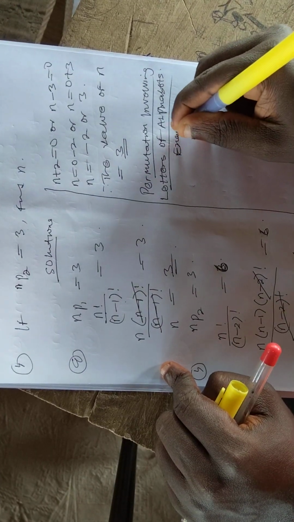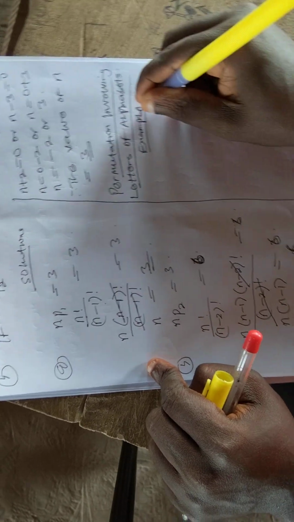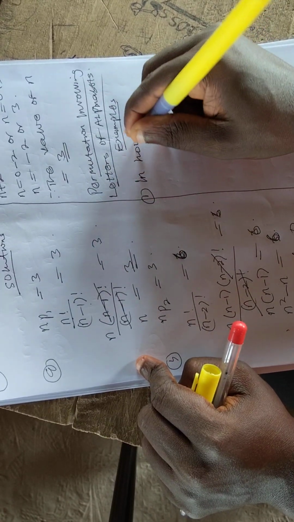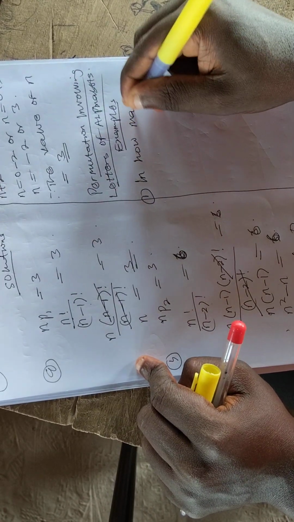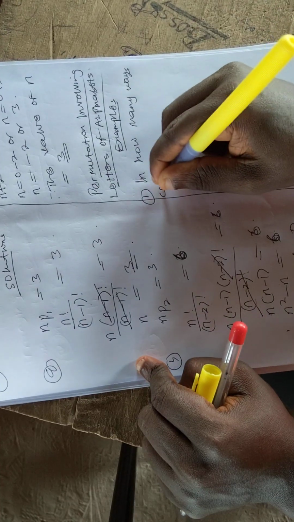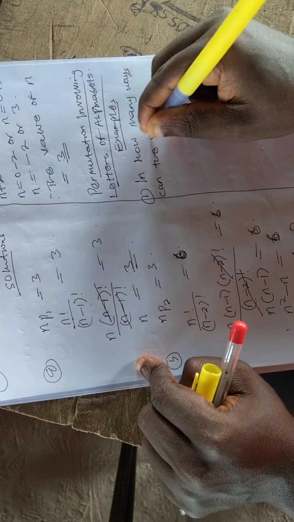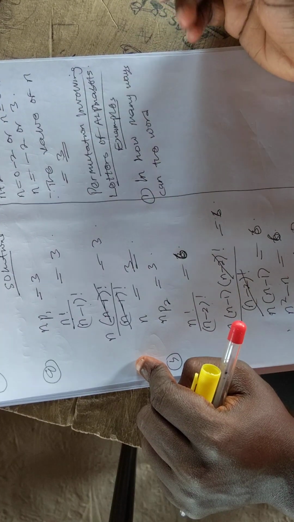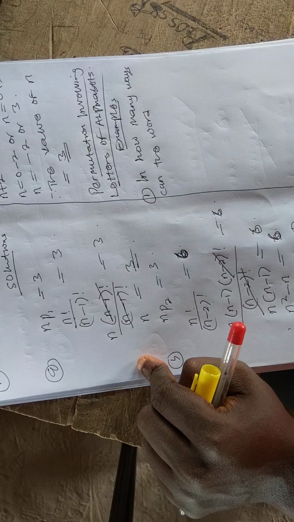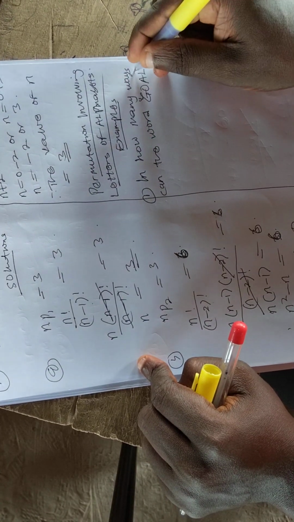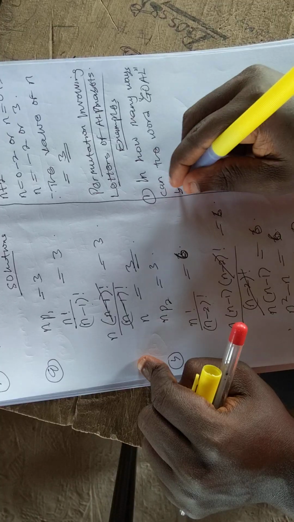Example number 1. In how many ways can the word goal, G-O-A-L, be permuted?